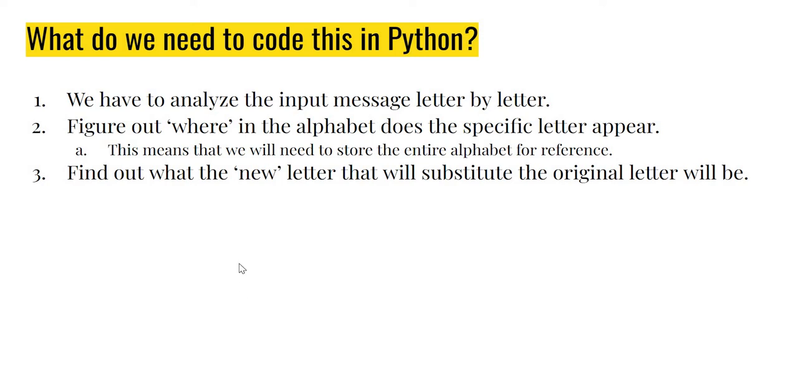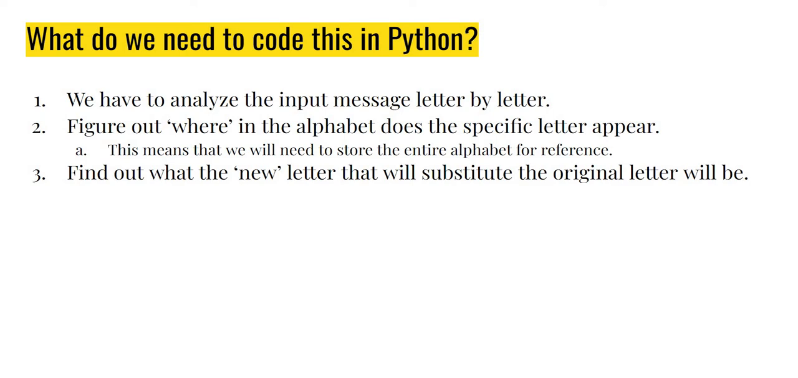But what that means is that we'll have to store the entire alphabet for reference. And in fact, we'll do that. We'll keep a string which will hold the entire alphabet. And then once we know where the original letter exists, then we know where the new letter will be, because all we have to do really is to add the shift to the original index. So that's the idea. Like I said, the circular part of it, we'll look at it later, but that doesn't break the basic algorithm that we can use.